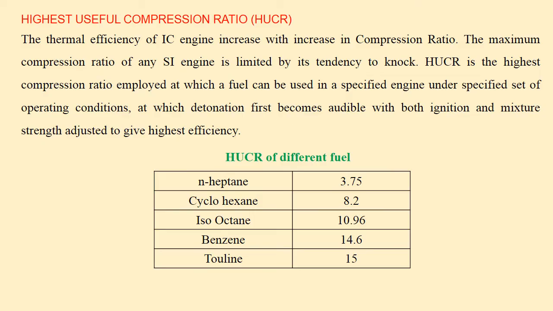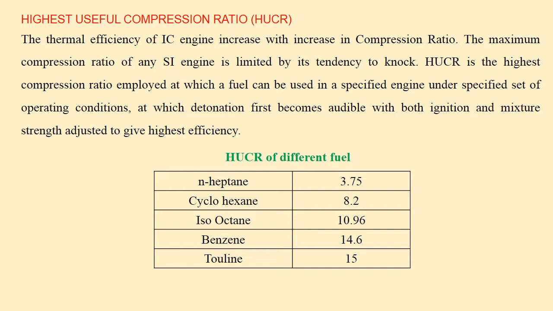So let's discuss the HUCR, that is known as the highest useful compression ratio. As we know, the resistance to knocking is an important characteristic of fuel for an SI engine. The fuels available for SI engines differ widely in their ability to resist knocking. Different fuels have different knock resistance characteristics, and they are widely available.